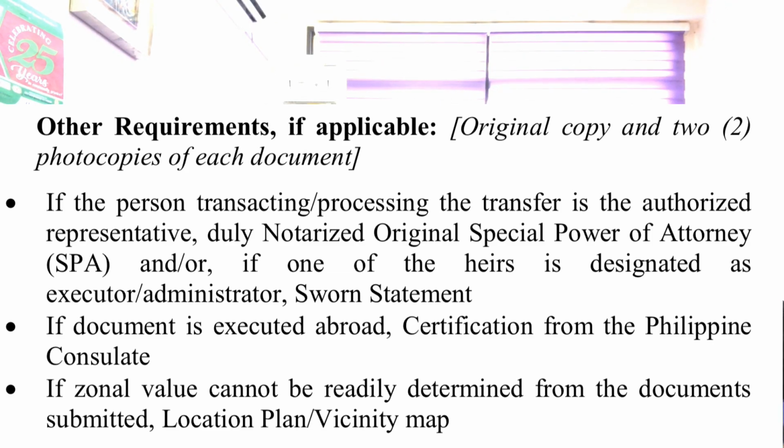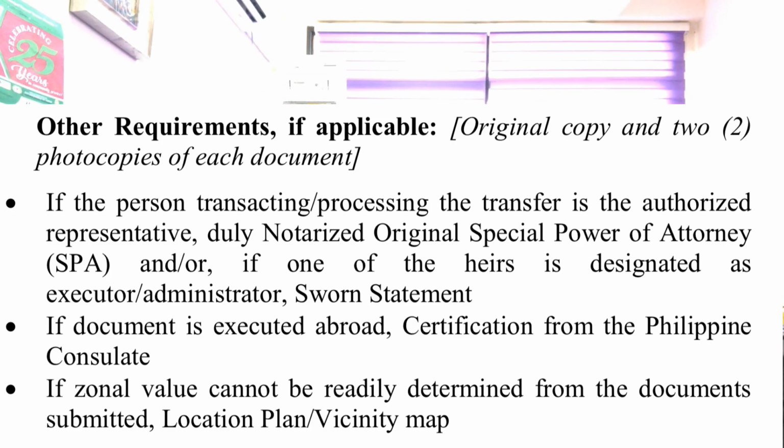Now, we also have other requirements, if applicable only. So again, the same rule applies. You will submit this with 1 original copy and 2 photocopies of each document. So, what are the other requirements? Number 1 is, if the person transacting or processing the transfer is the authorized representative, you will be required to submit a duly notarized original special power of attorney, or what we call SPA.